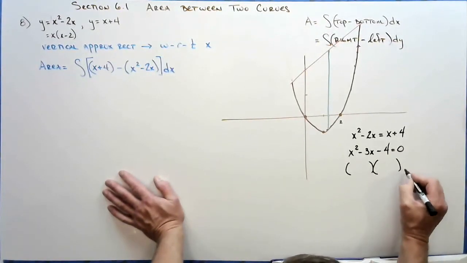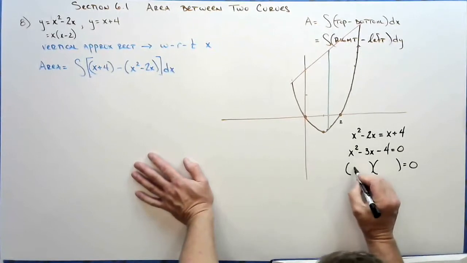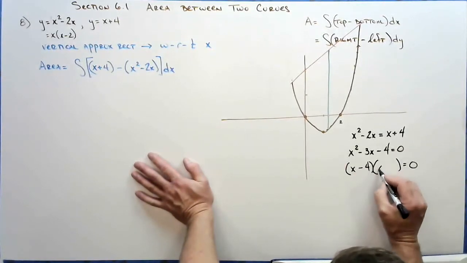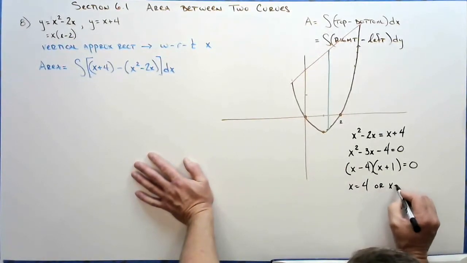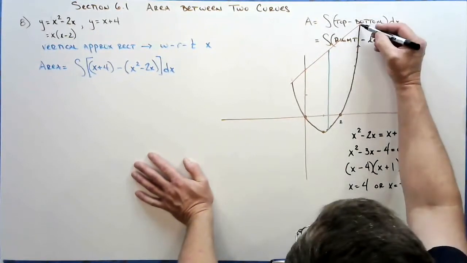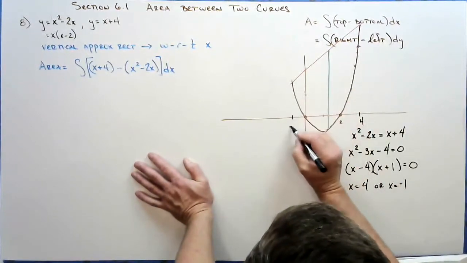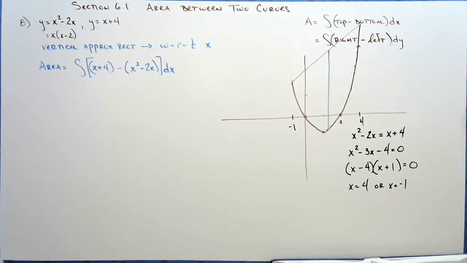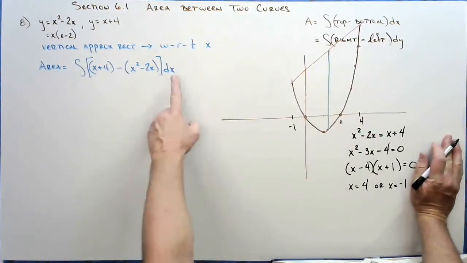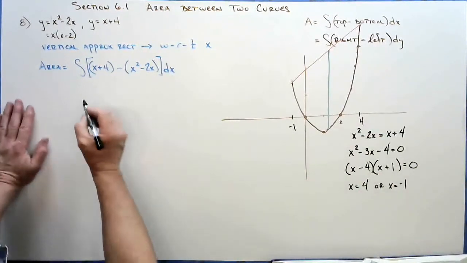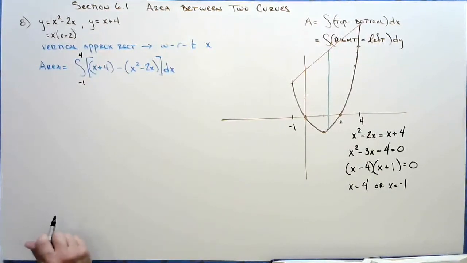Mr. Stewart's being nice to us here. We didn't need the quadratic formula to factor this. So this is going to be x minus 4 and x plus 1. So we get x equals 4 or x equals -1. So this point right here is 4, and this point right here is -1. And since we're integrating with respect to x, I don't care what the y values of those intersections are. I'm integrating with respect to x. So I'm going to start at x is -1, and I'm going to go until I get to x is 4.